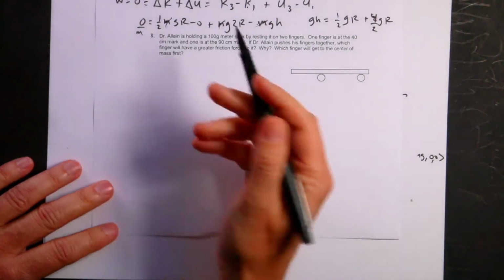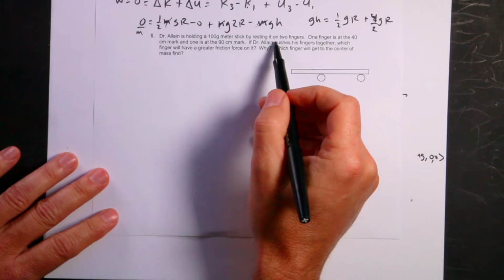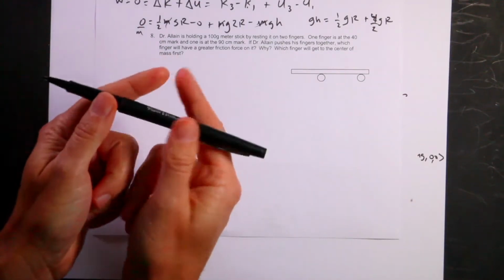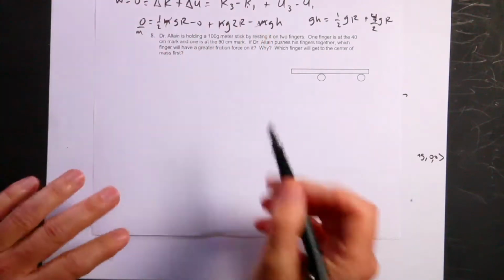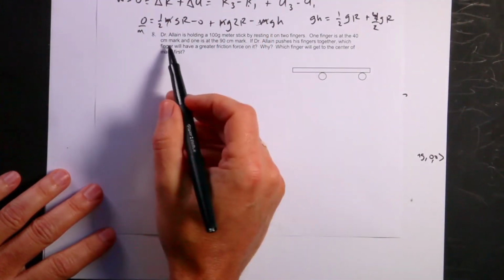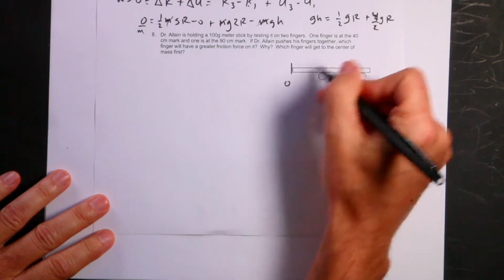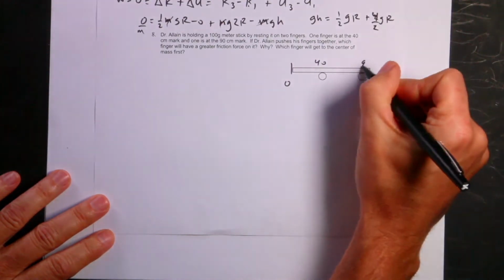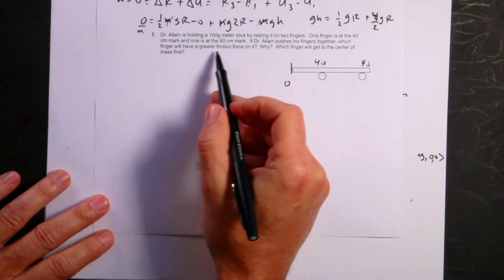Dr. Allain, that's me, is holding a 100-gram meter stick by resting it on 2 fingers. So I'm holding it like this. One finger's at the 40 centimeter mark and one's at the 90. So let's say this is 0, 40, 90. If Dr. Allain pushes his fingers together, which finger will have the greater frictional force on it?